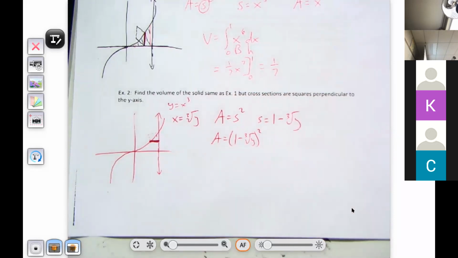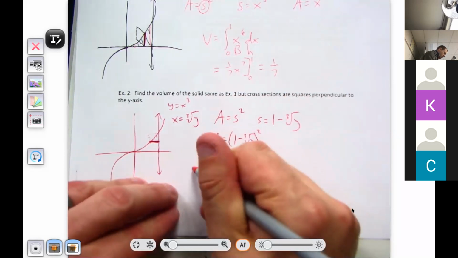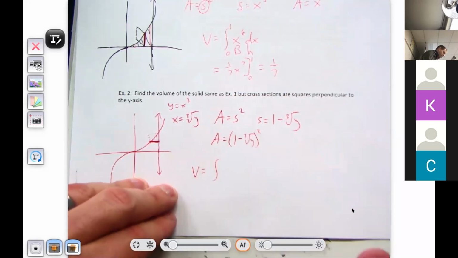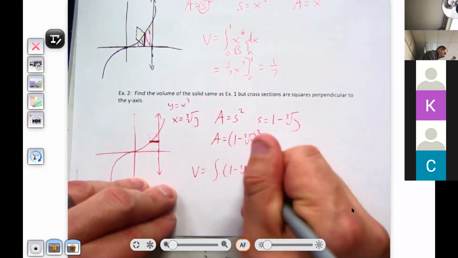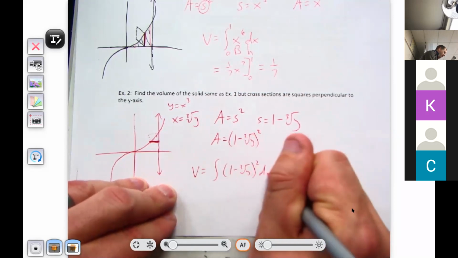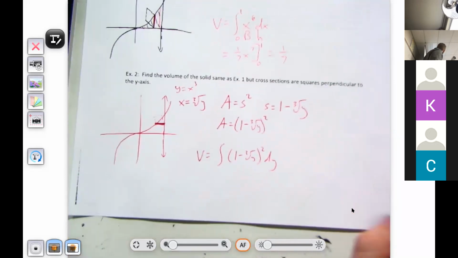That's what we're after. We write our area formula, we figure out the side length, we figure out the actual area formula, and we plug that into the integral. So we're going to be integrating 1 minus the cube root of y, all squared, dy. I got to find my limits of integration though.